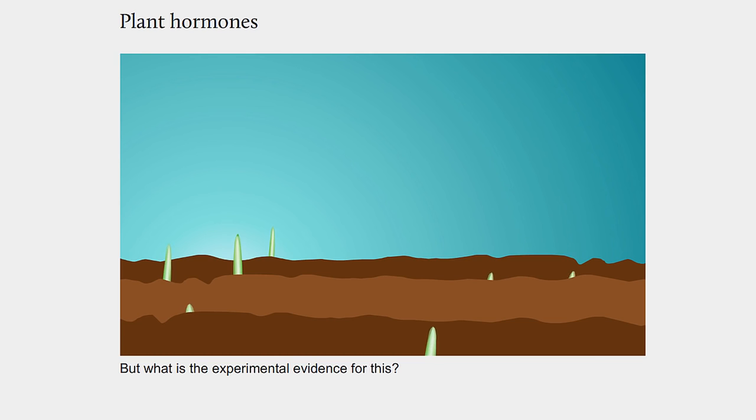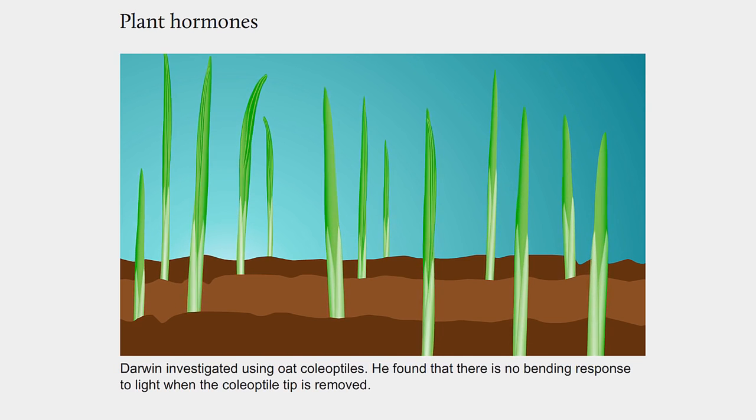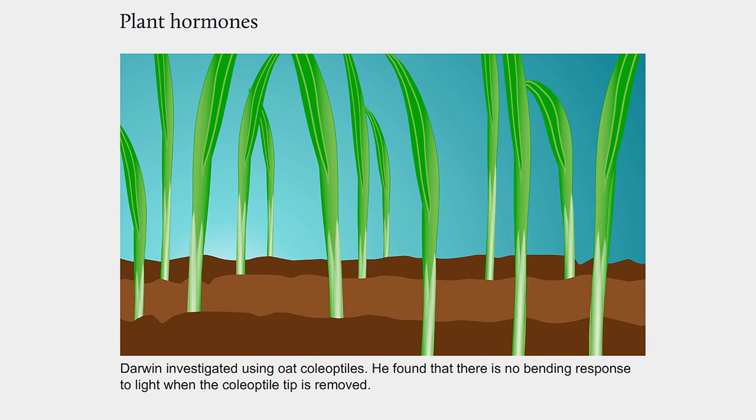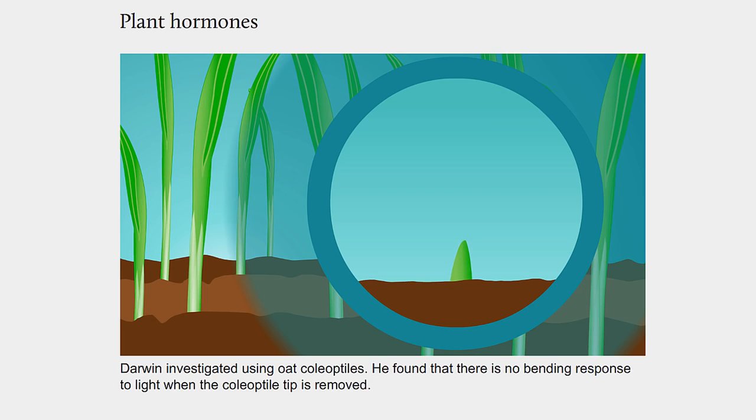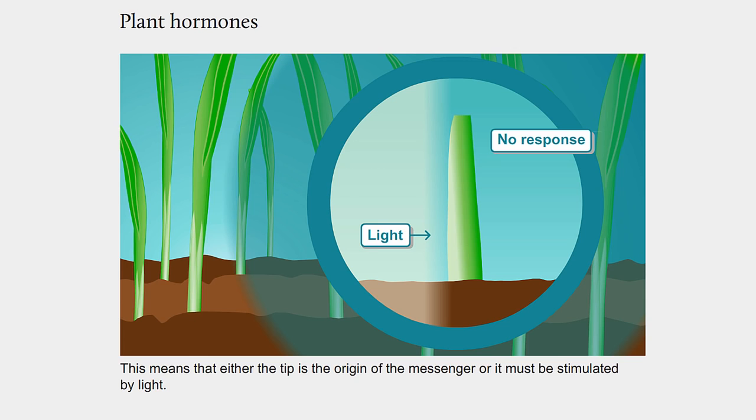But what is the experimental evidence for this? Darwin investigated using oat coleoptiles. He found that there is no bending response to light when the coleoptile tip is removed. This means that either the tip is the origin of the messenger, or it must be stimulated by light.